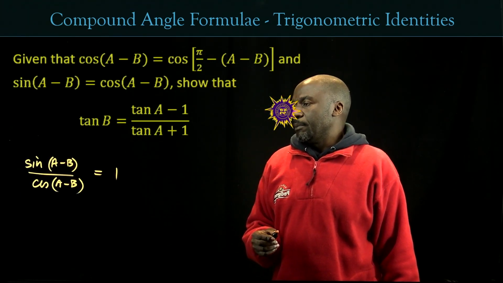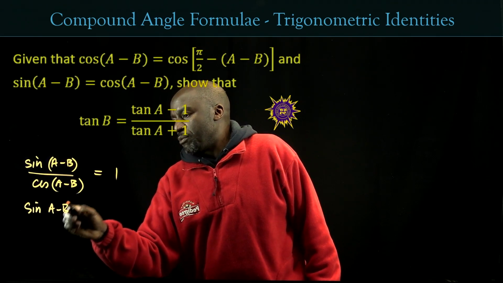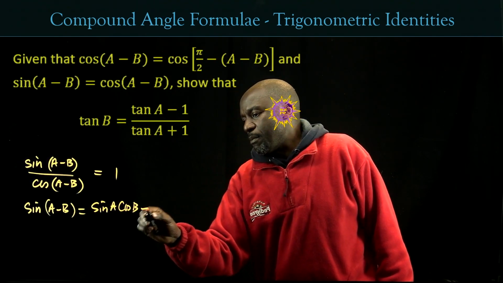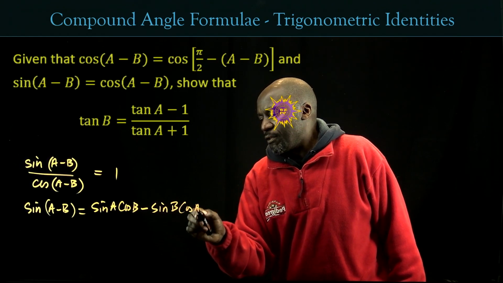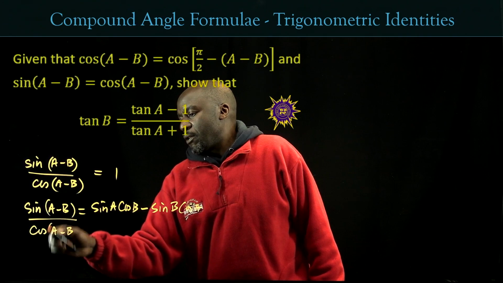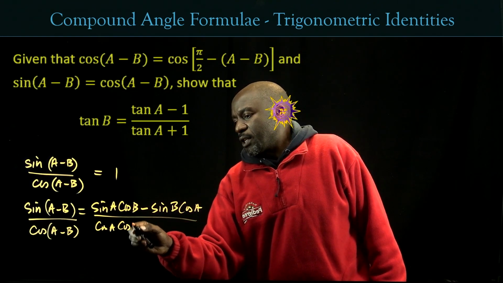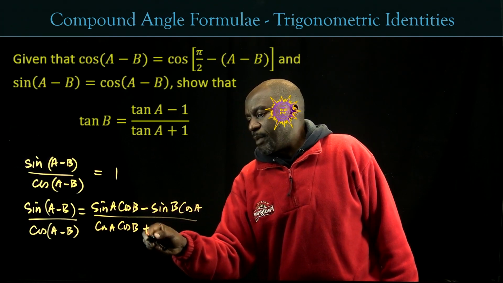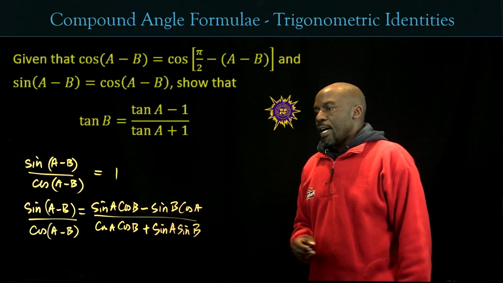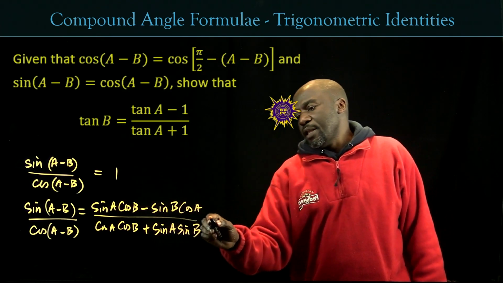If I open this using the compound angle formulae, we know that sine of A minus B is the same as sine A cosine B minus sine B cosine A. And in the denominator we have cosine of A minus B, which is the same as cosine A times cosine B, and if it is minus for sine, then this must be plus for cosine, so plus sine A sine B. All right, next, what we want to do is divide top and bottom by cos A cos B. Oh, by the way, this is equal to 1.